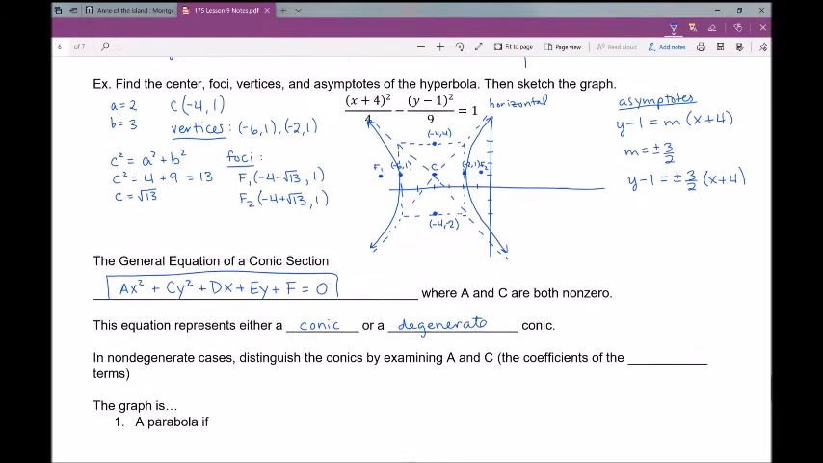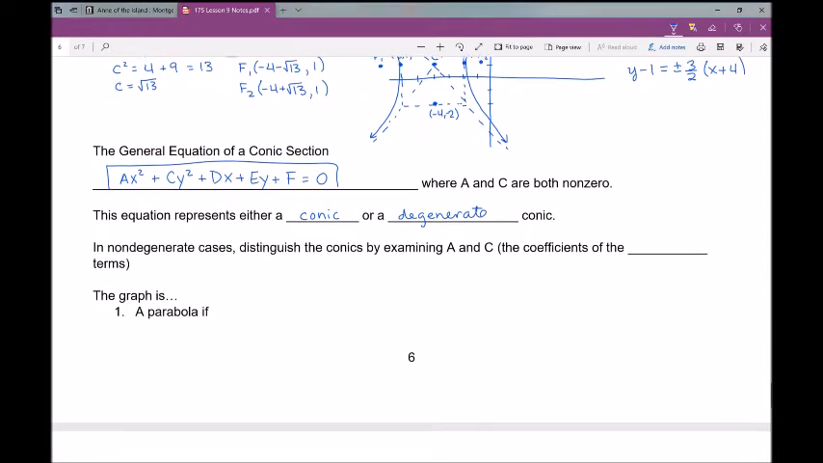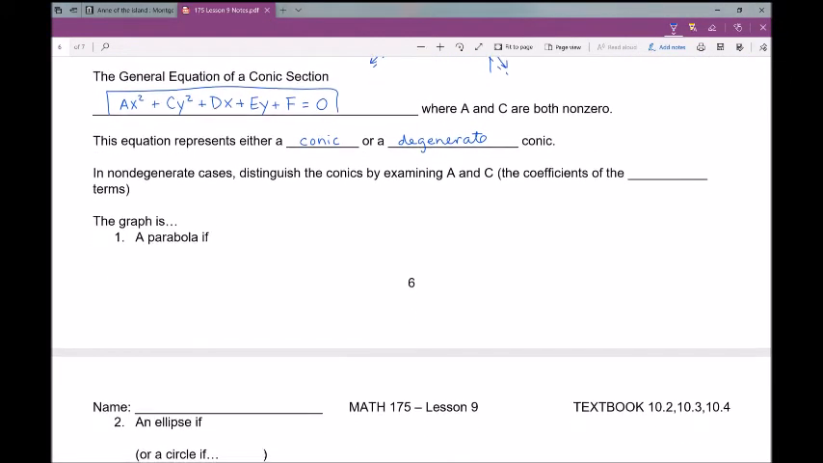Okay, so in the case where we get an actual conic section, we can actually distinguish what type of conic we have by examining the numbers a and c. Okay, and these are the coefficients of the squared terms. Okay, so our first case is we will have a parabola if a or c equals 0. And you can think about why this is true, because if either a or c is 0, then that means we only have one of either x or y that's being squared. And so that's exactly what happens in the equation of a parabola.